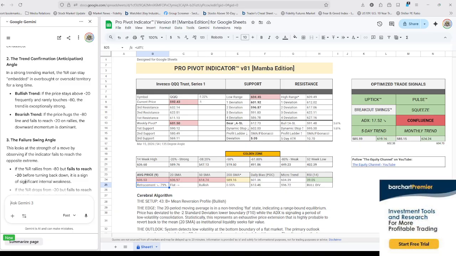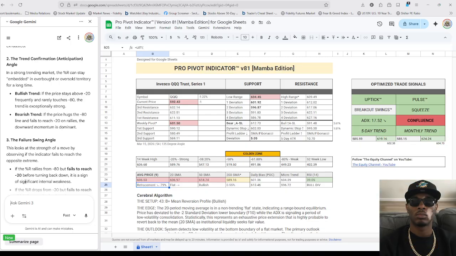This is actually one of my favorite ones as well. I talk to you guys about this one all the time, right? In a bullish trend, if the trend stays above negative 20 and rarely touches negative 80, the trend is exceptionally strong. In a bearish trend, if the price hugs the negative 80 line and fails to reach the negative 20 on rallies, the downtrend momentum is dominant.